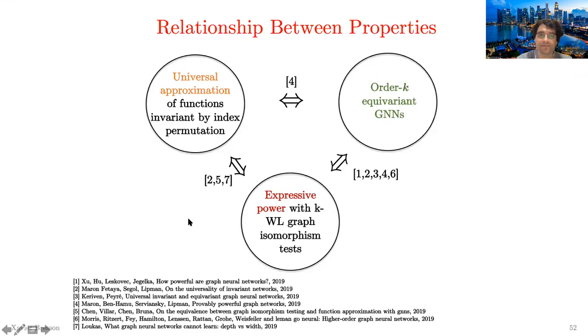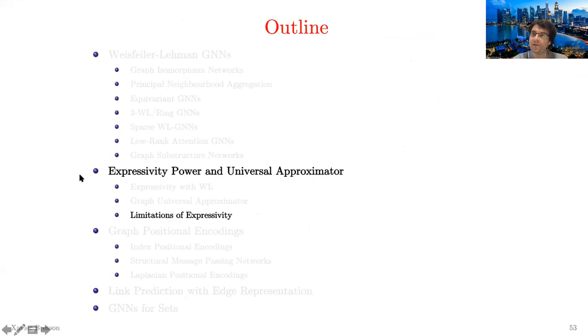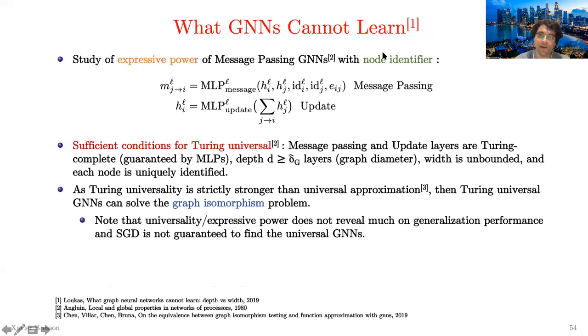Okay, now let me talk about the limitation of expressivity. There was this interesting paper by Andreas Loukas, What Graph Neural Networks Cannot Learn. For this, he proposed to study the expressivity power of message passing GNNs with something important, which is a node identifier. For each node, you have a way to identify this node with a unique representation, which is not the original message passing, but here it's very important. Actually, it's important for many things. You have your node identifier for node i and node j, the feature for node i, the feature for node j, and then the edge feature ij. This is the standard message passing equation.